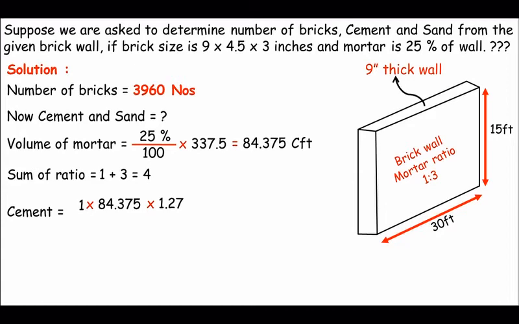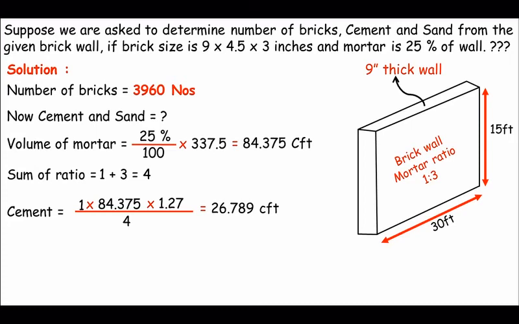No problem. And why do we do this multiplication? Remember, the wet volume is always less than the dry volume, right? And remember, the dimensions are already in wet form. So that's why we have to convert these into dry, right? And that's why we multiply with this, right? So this is 1 times the volume of mortar times 1.27, right? And divided by sum of ratio. Sum of ratio is just 4, right? We'll get the cement equals 26.789 CFT.